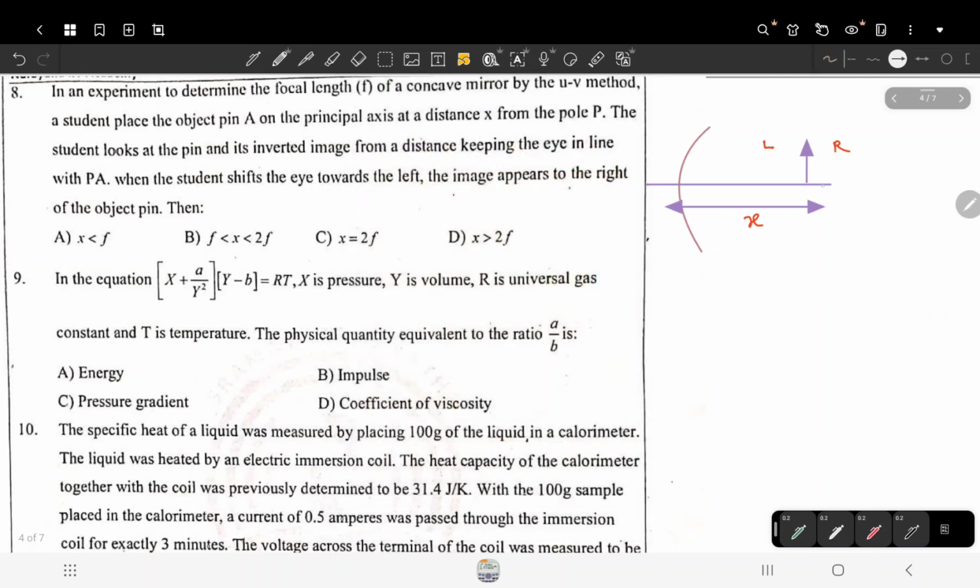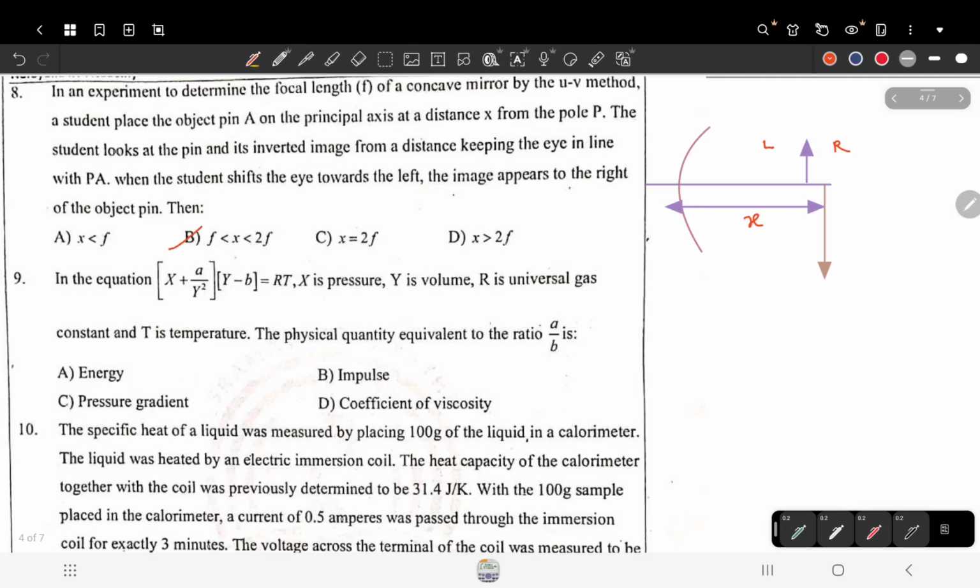So if I draw, the image is somewhere here like this. The image will be beyond the object. There is only one case, the one case is, you guys already know that, this one, that is option B.